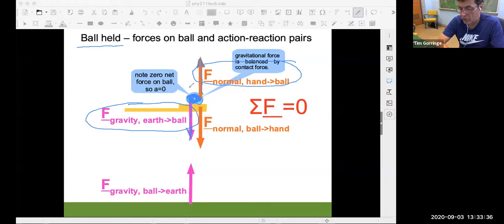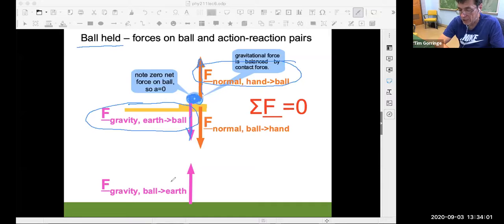Now, each of those two forces has a partner, an action-reaction pair. They are not partners, action and reaction pairs. They're different types of forces. One's a contact force, one's a gravitational force. They're due to different external influences. One's due to the Earth, one's due to my hand. So it's important, they're not action-reaction pairs, although they are equal and opposite.